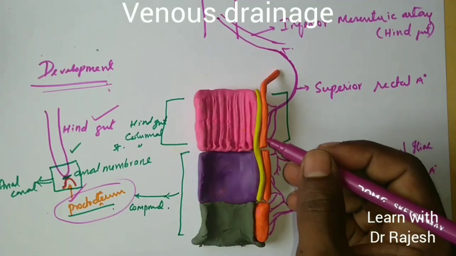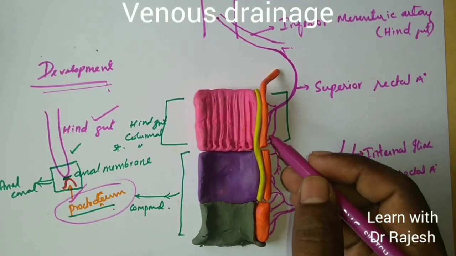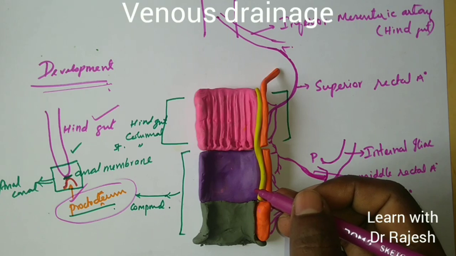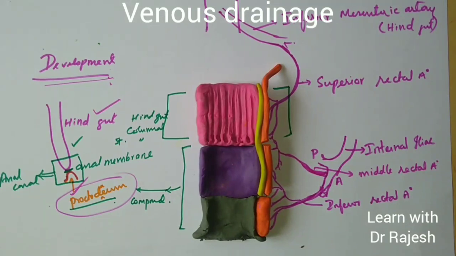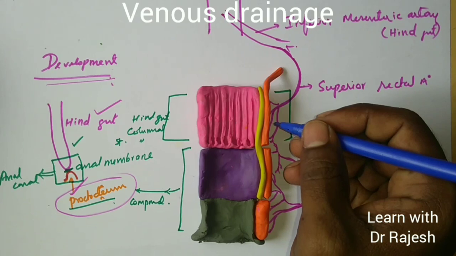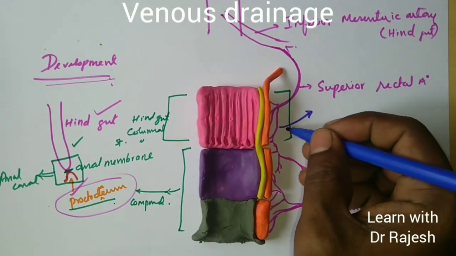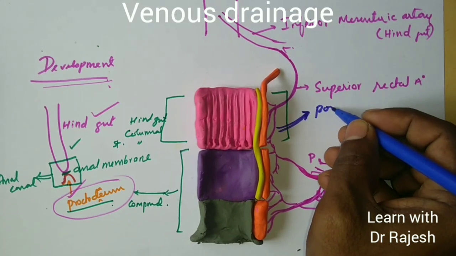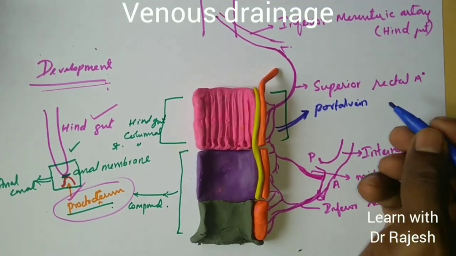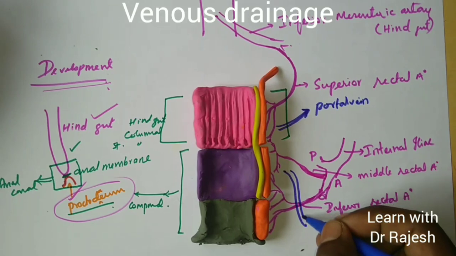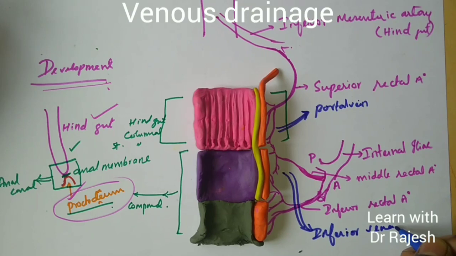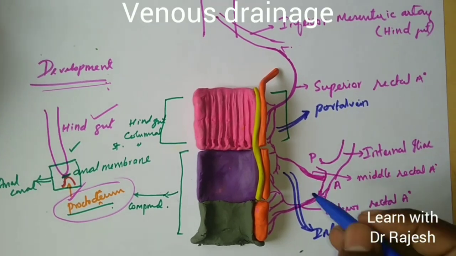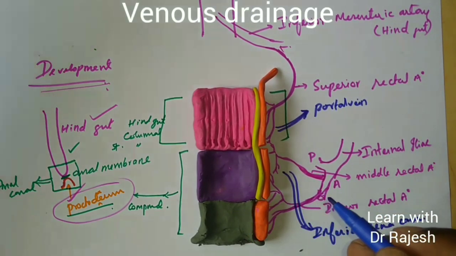Usually the submucosal coat of the anal canal has a lot of venous plexus, called the internal rectal venous plexus. The submucosa contains the internal rectal venous plexus, and this plexus drains in two directions: one towards the portal vein, the other towards the inferior vena cava. All are starting from the internal rectal venous plexus.